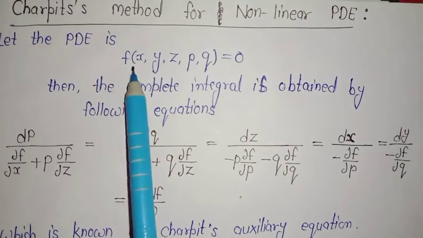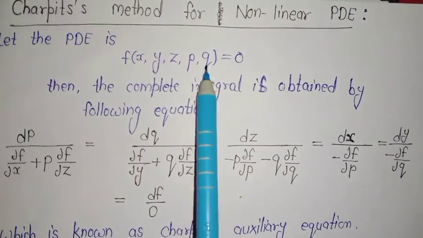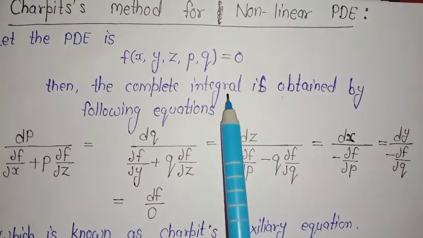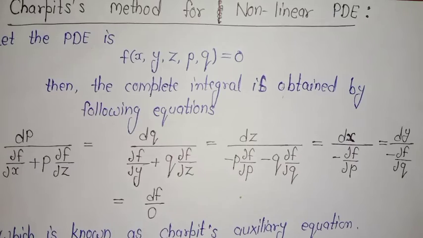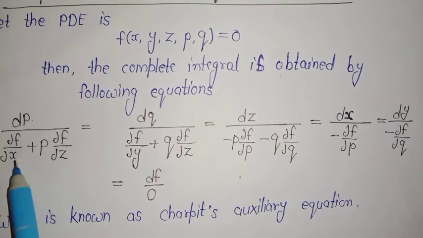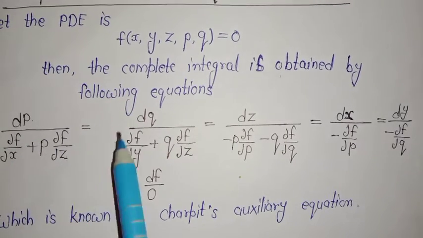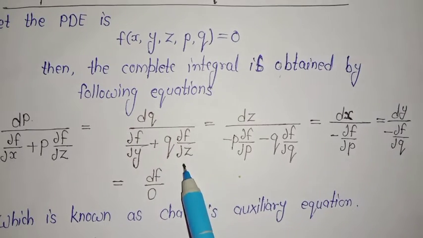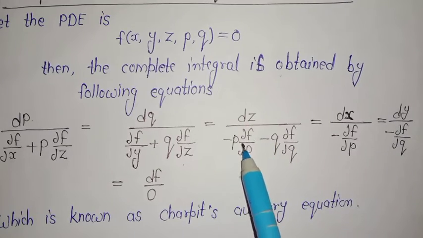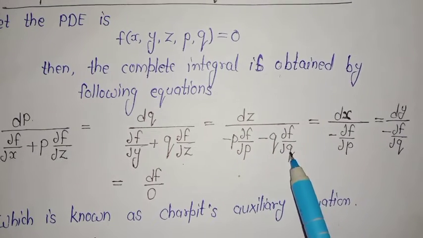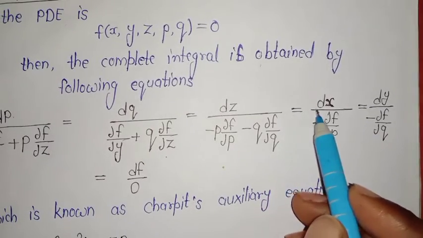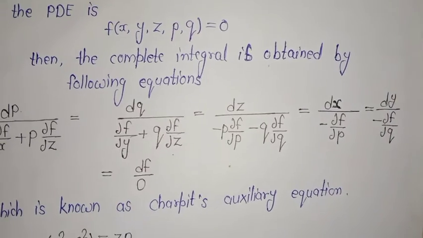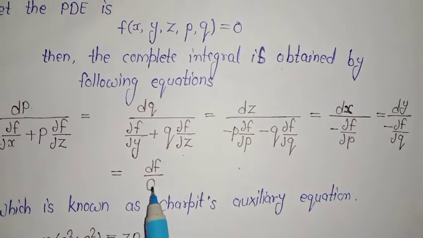Consider the PDE, which is a function f of x, y, z, p and q equal to 0. Then the complete integral, or complete solution, is obtained by the following equations: dp upon ∂f/∂x plus p ∂f/∂z is equal to dq upon ∂f/∂y plus q ∂f/∂z is equal to dz upon minus p ∂f/∂p minus q ∂f/∂q is equal to dx upon minus ∂f/∂p is equal to dy upon minus ∂f/∂q is equal to df upon 0.